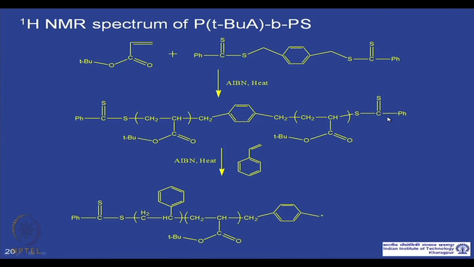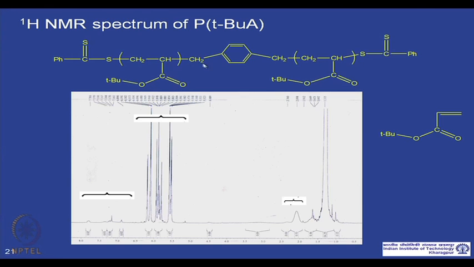From the proton NMR of the first block, we can get the molecular weight of the first block, and from the proton NMR of the second, we can get the composition of polystyrene and poly(tertiary butyl acrylate), and obviously from that we can get the block length of the second block as well. How? This is the proton NMR spectrum for the first block, the block of tertiary butyl acrylate.